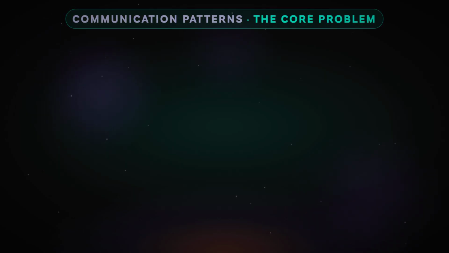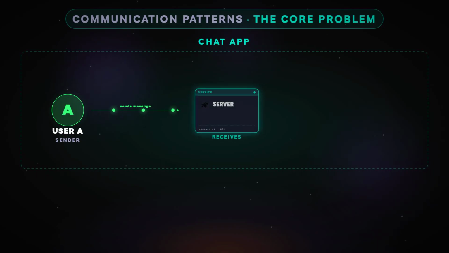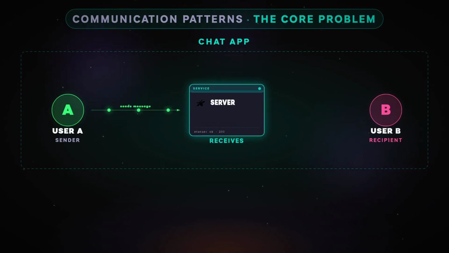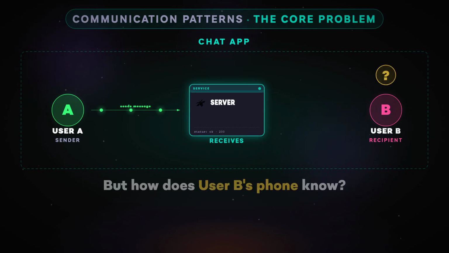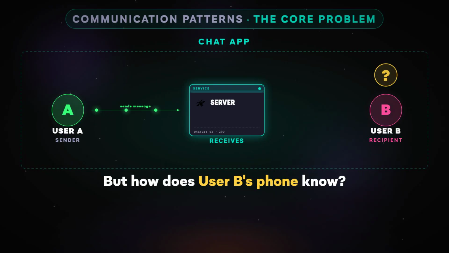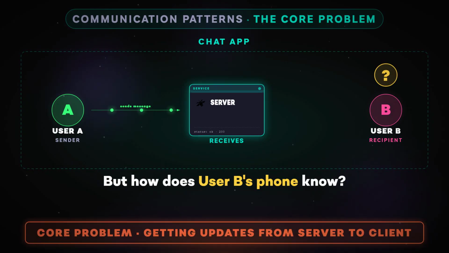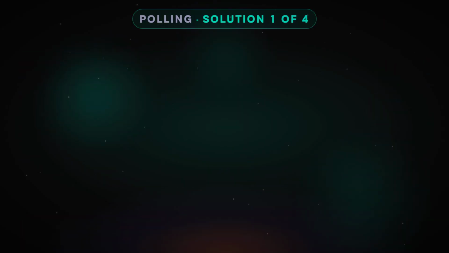Now let's try to understand how we push updates to users and what problems we were facing. Let's imagine we are building a chat application. A user sends a message. The server receives it. Now the recipient needs to see that message. The question is, how does the recipient's phone know a new message exists? The server has new information, but the user hasn't asked for it yet. This is the core problem: getting updates from the server to the client.